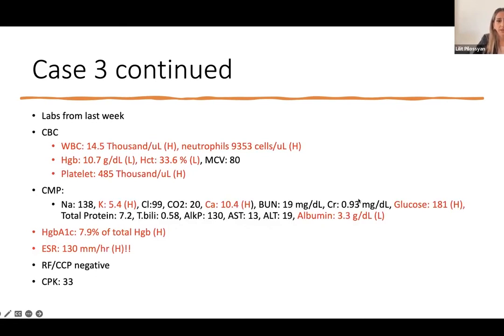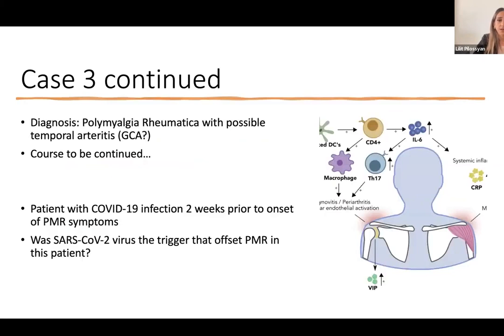Labs from the week prior to him seeing me show that he had leukocytosis, neutrophil predominant. He has some anemia along with thrombocytosis. His labs showed his diabetes was still not fully controlled. And he had an ESR of 130, which is significantly high. RF and CCP were negative, CPK was 33. So this patient has a diagnosis of polymyalgia rheumatica with possible temporal arteritis, GCA, and the course is to be continued. He is actually still in the hospital awaiting a temporal artery biopsy. So we'll see the results of that.